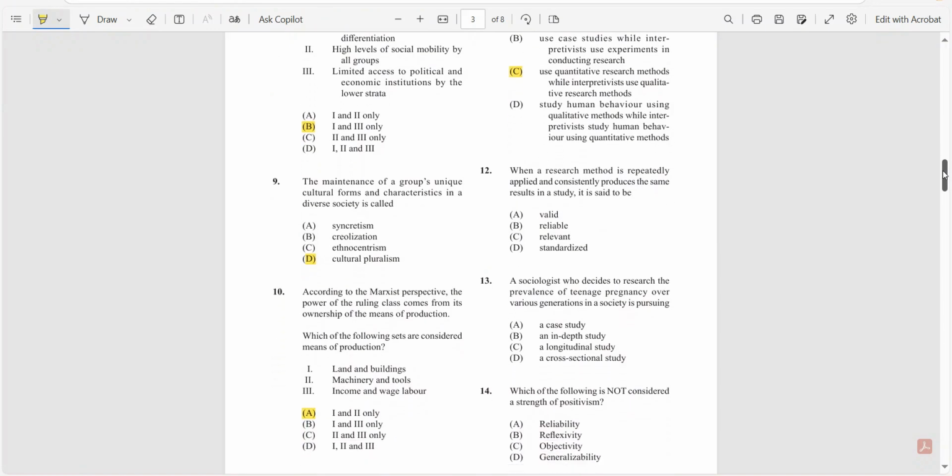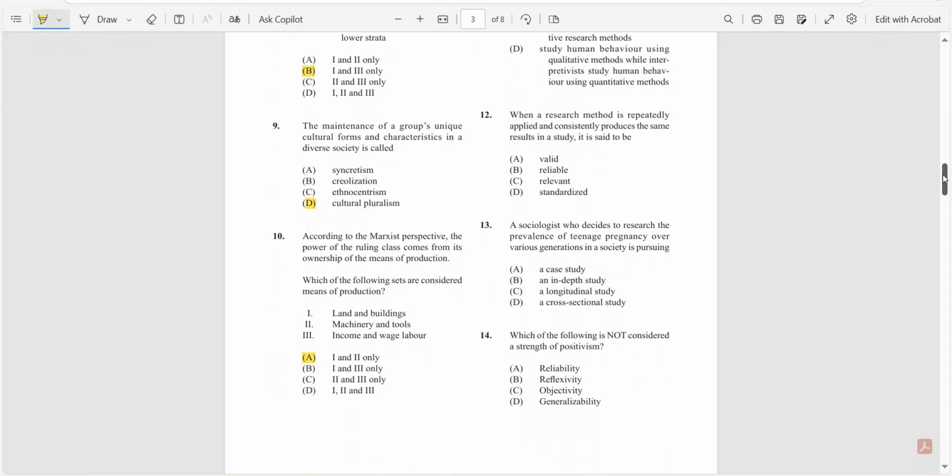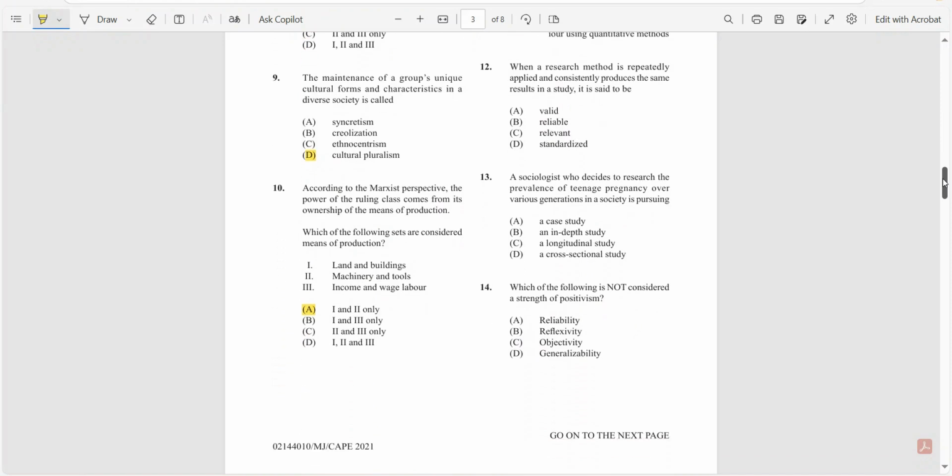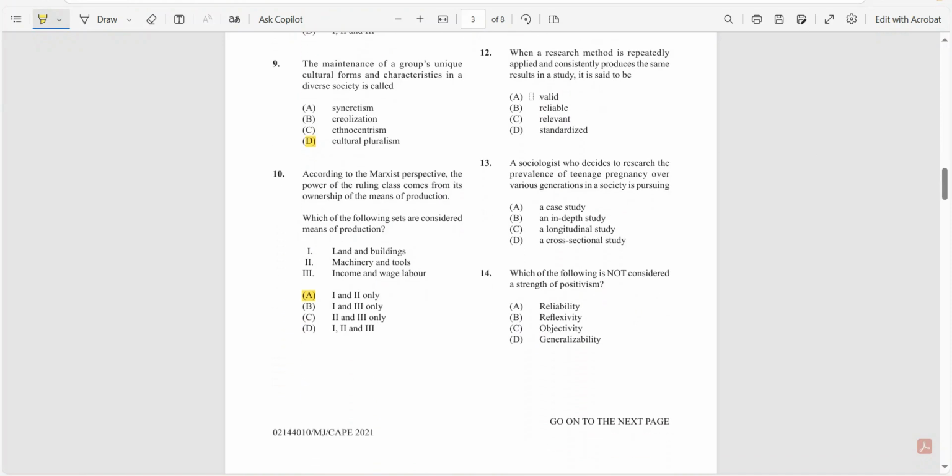Number 12. When a research method is repeatedly applied and consistently produces the same results in a study, it is said to be reliable. 13. A sociologist who decides to research the prevalence of teenage pregnancy over various generations in a society is pursuing A. a case study, B. an in-depth study, C. a longitudinal study, or D. a cross-sectional study. And the answer is a longitudinal study.